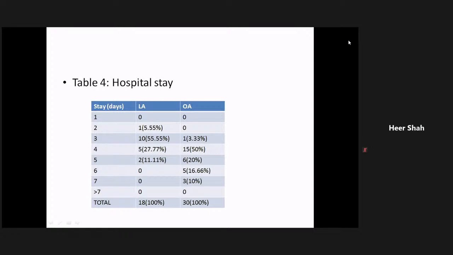Hospital stay. For most of the patients in laparoscopic procedure, the hospital stay was around 4 to 5 days, and for open procedure it was 5 to 6 days. Next slide.